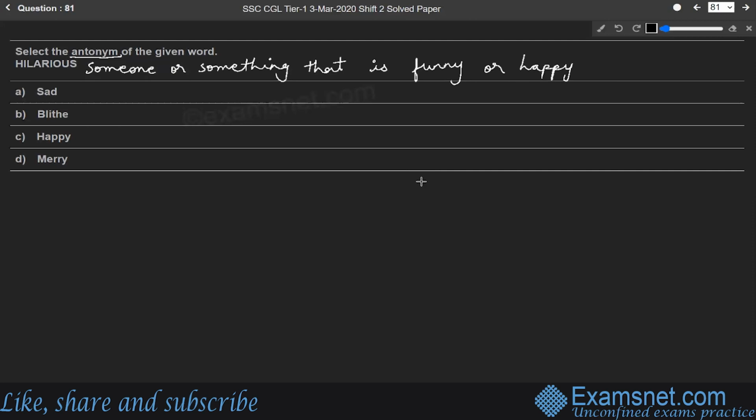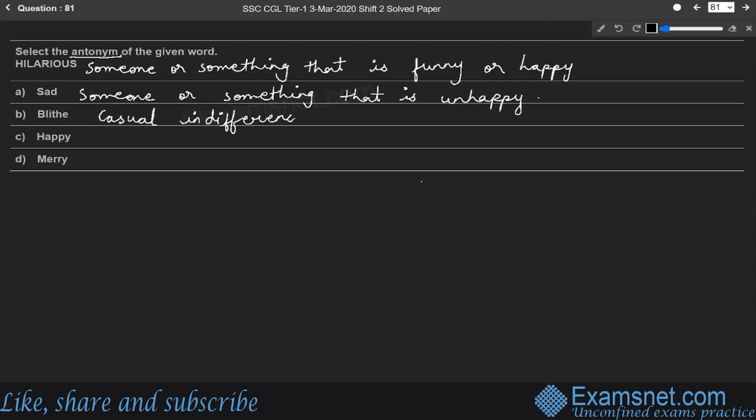So let us have a look at all the options first. First option is sad. Sad refers to someone or something that is unhappy. Next option is blithe. Blithe means casual indifference. Next option is happy. Happy means someone who is pleased. And the last option is merry. Merry means someone who is happy and excited, right?